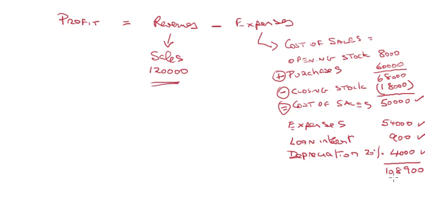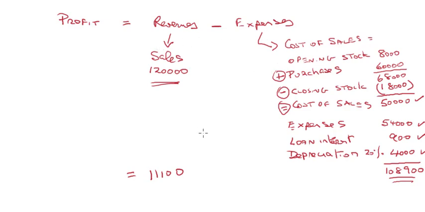So when we subtract one from the other, of course, we get what the profit is. Let's work it out. The expenses are 108,900 and the sales are 120,000. So the profit, if you like, is 11,100. Okay, so we worked out our profit using an equation, very easily done.